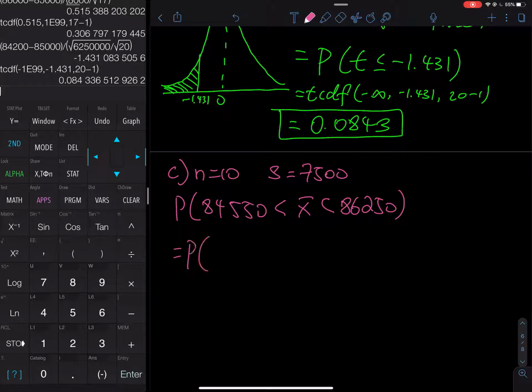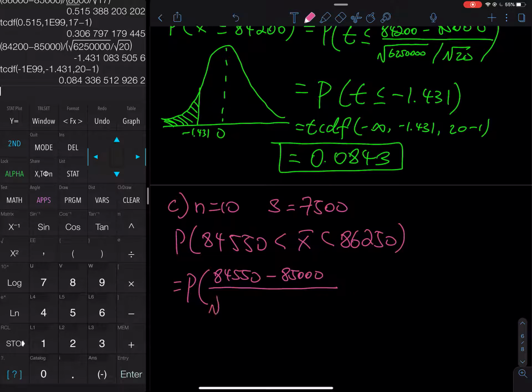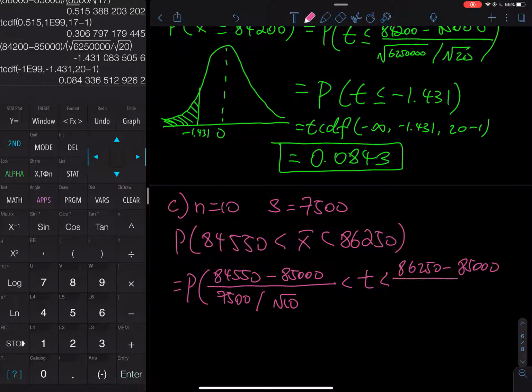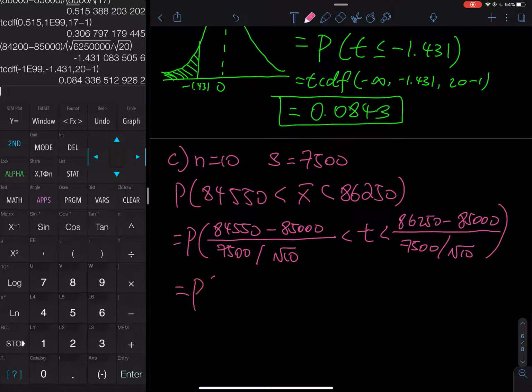First, we standardize, so that is 84,550, subtract the mean, which is 85,000, divided by s. s is given right here, 7,500 over the square root of 10, and then t, and then 86,250 minus 85,000 divided by 7,500 over the square root of 10, so that is equal to, so let's go to our calculator.